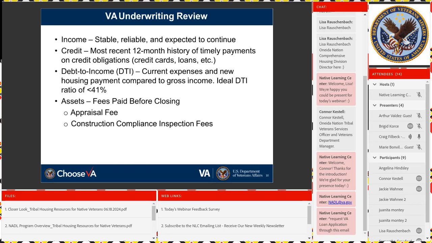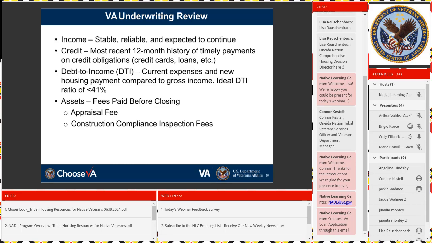We'll send an appraiser out to the property, take pictures of it. If it's new construction, then we're going to get the plans and specs over to the appraiser to determine a credible market value to make sure the veteran isn't being overcharged for the home based upon market rates.